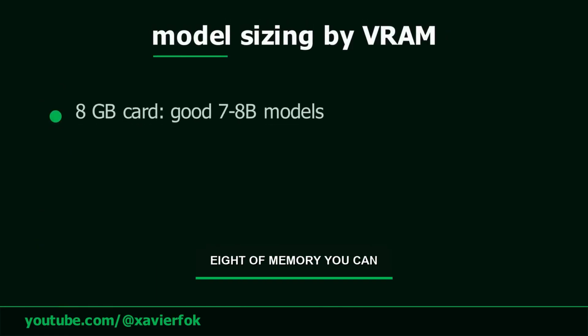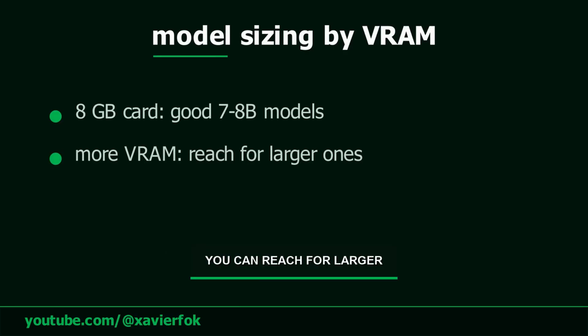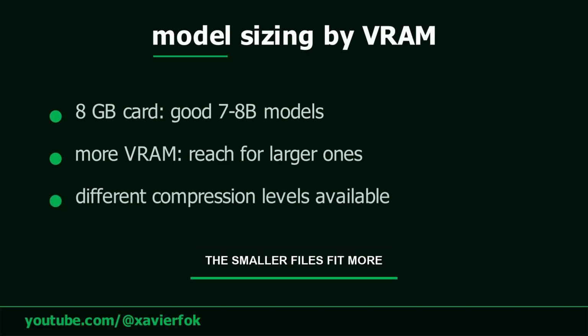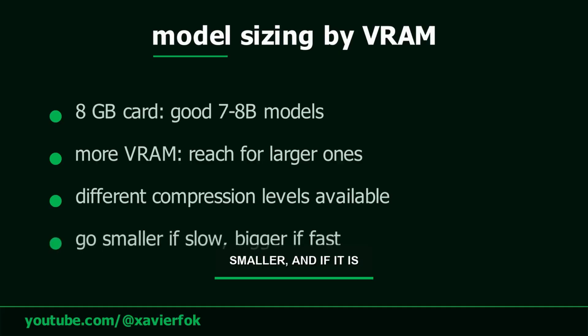On a card with 8 GB of memory, you can comfortably run good 7 and 8 billion parameter models. On a card with more, you can reach for larger ones. Ollama lets you pull different versions of the same model at different compression levels, and the smaller files fit more easily. You do not need to understand all of that on day one. Just know that if it is slow, go smaller, and if it is fast and you want more quality, go bigger until it stops being fast.